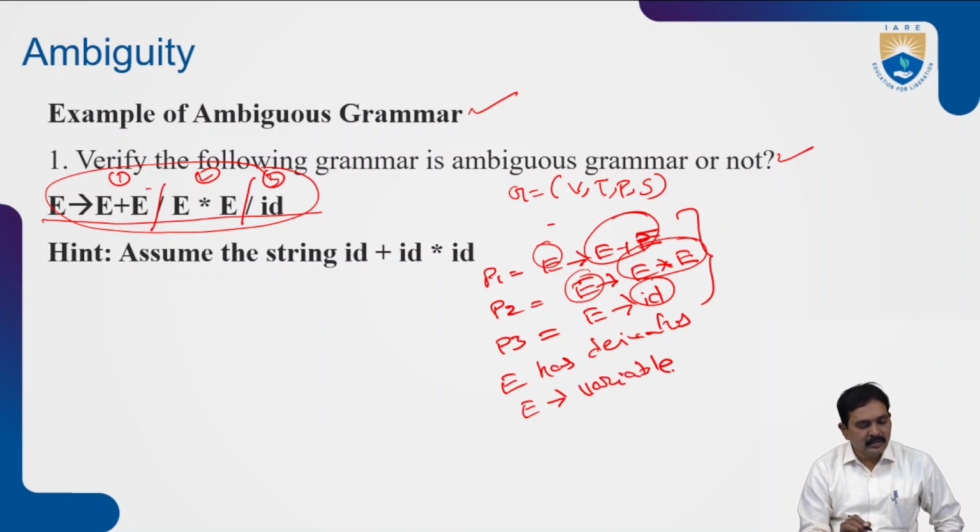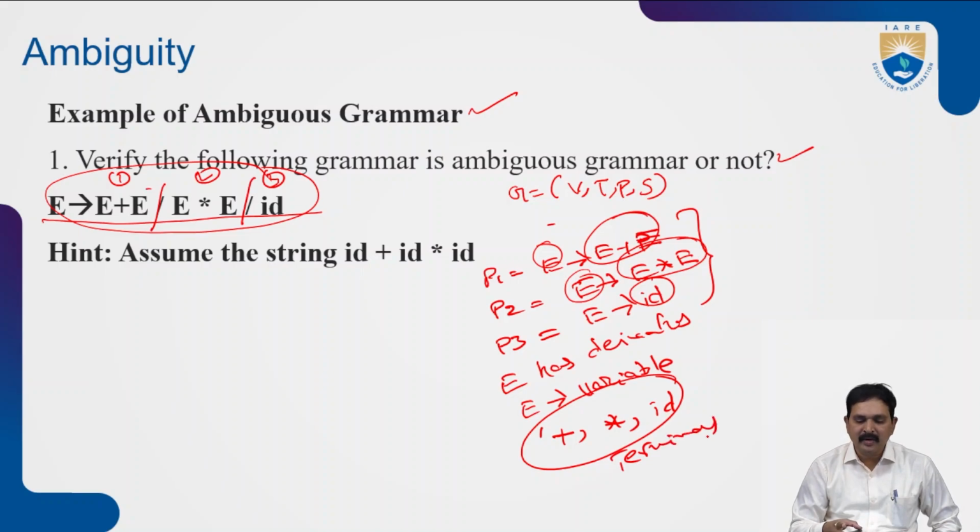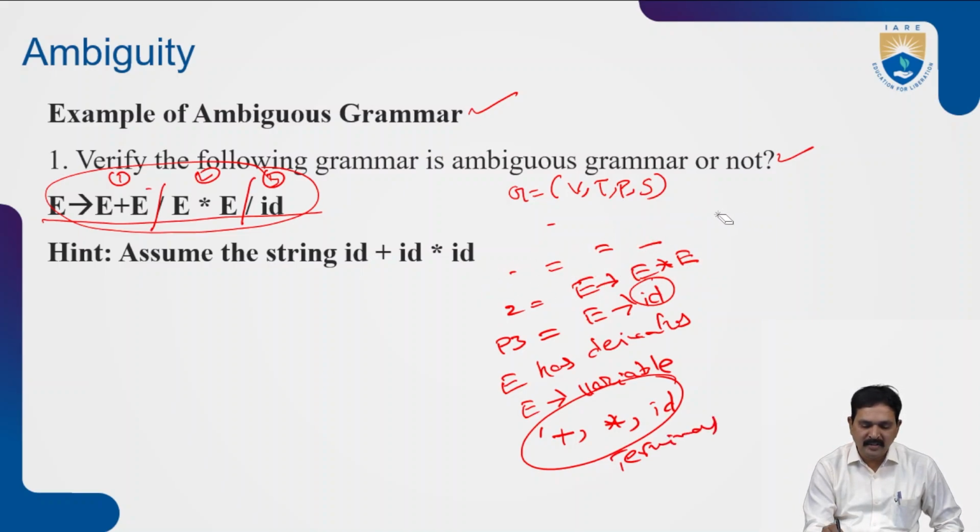And the symbols which are not having derivations, the plus symbol, the asterisk symbol and the ID symbol, these are called terminals. So after defining the tuples in the grammar, let us come to conclude.